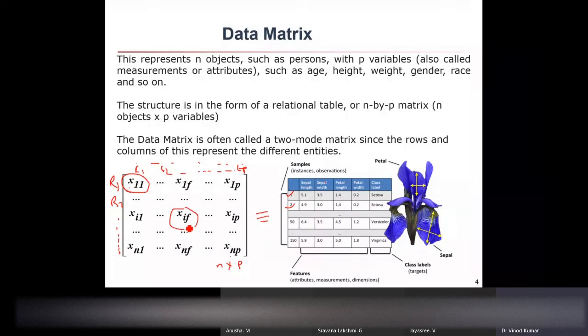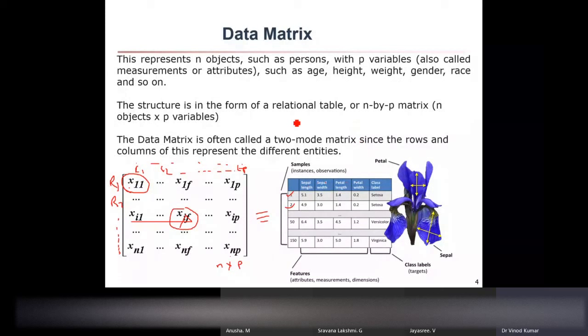Where is that? If I want to locate x55, then it will be here only, 5 this side and 5 this side, where it will intersect. So we can locate each and every value in the data matrix. For your understanding, I have taken this example. This is the example of your data matrix, and we can represent it like this.